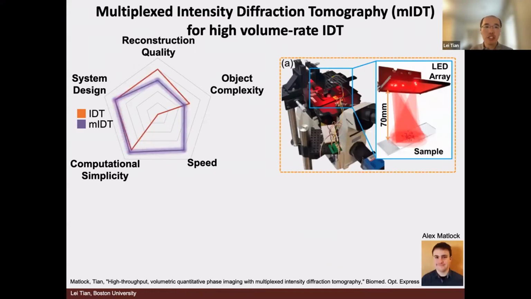So we come up with two solutions. The first solution is using exactly the same hardware. So what we do is we design acquisition strategies. The acquisition strategy now involves turning on multiple LEDs. So this is the diagram we have. We call this multiplexed intensity diffraction tomography, meaning that we're turning on multiple LEDs at a time.